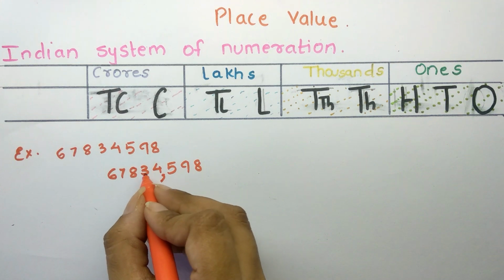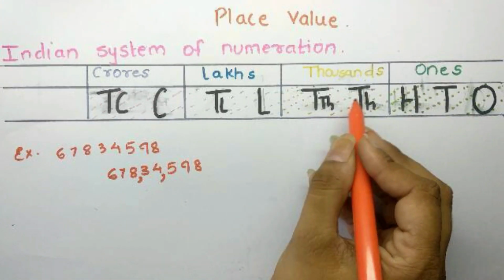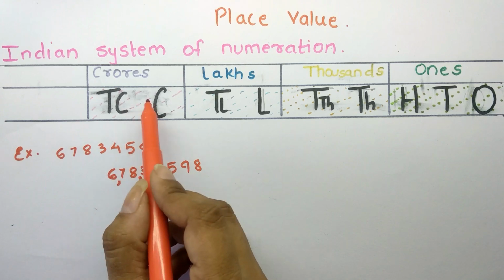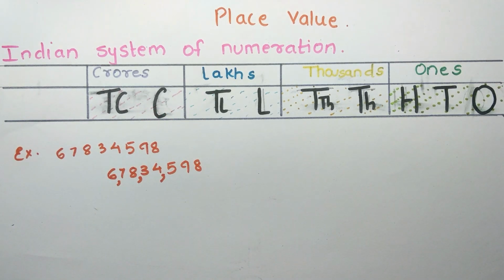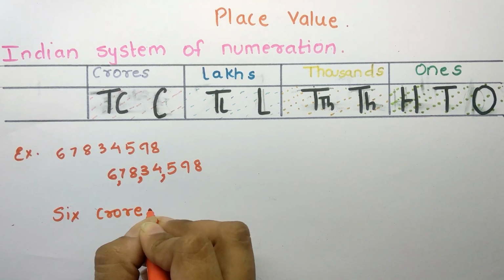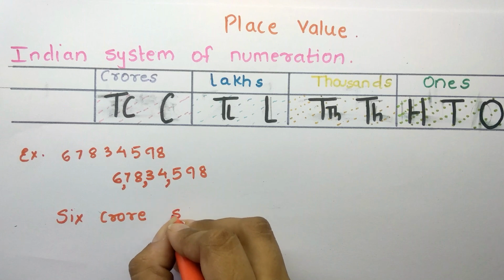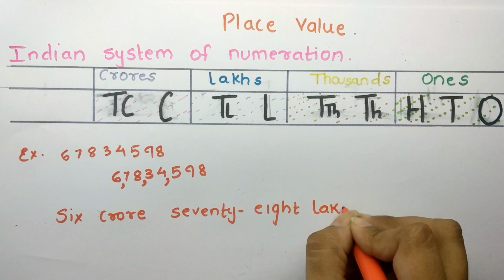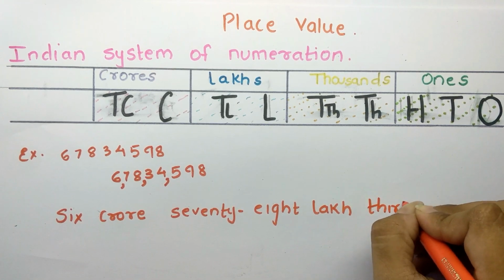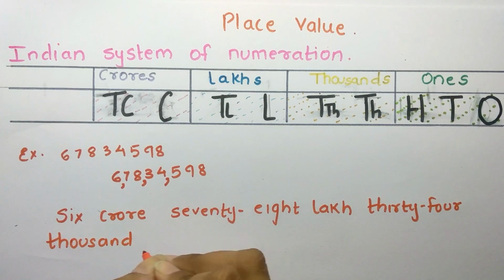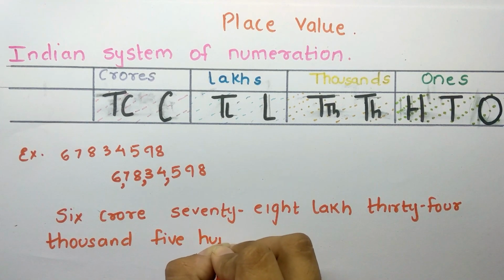The second comma I have put after the thousands period. So I have 1000 and 10,000 in the thousands period. Next, I have to separate the lakhs period. So I will put commas after the next 2 digits. Now, let us try to write this in words. This will be 6 crore 78 lakh 34,598.